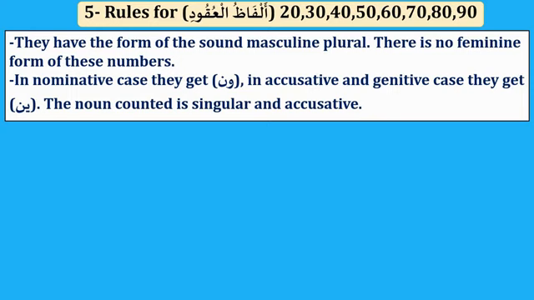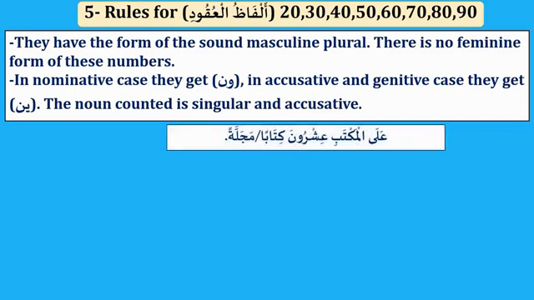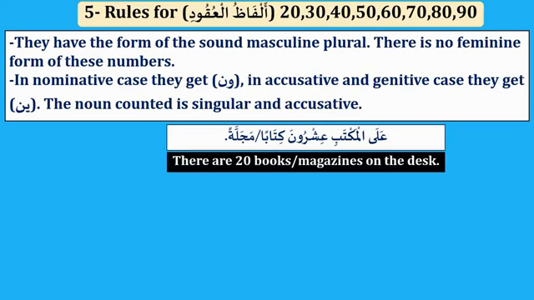عشرون is used for male and female. In nominative case they get waw and noon. In accusative and genitive case they get ya and noon. The noun counted is singular and accusative. على المكتب 20 كتابا أو مجلة. There are 20 books or magazines on the desk.